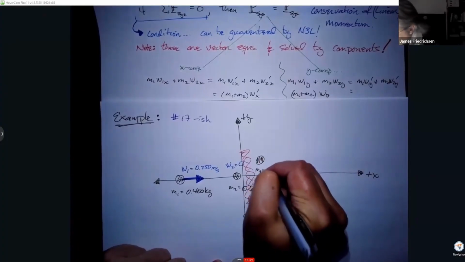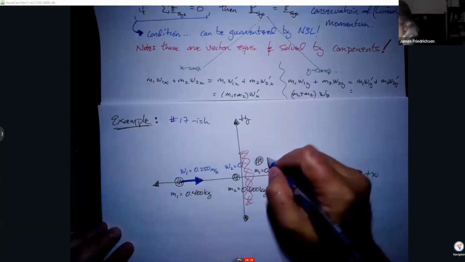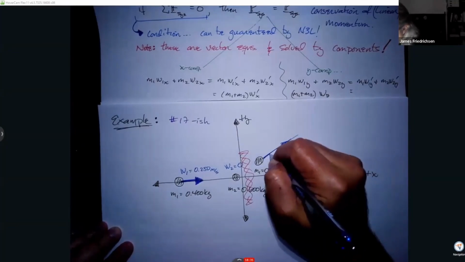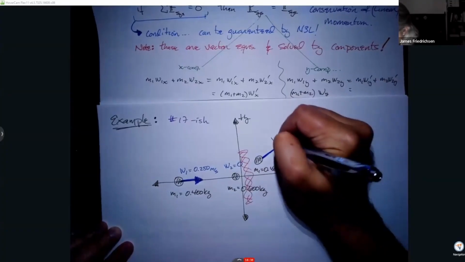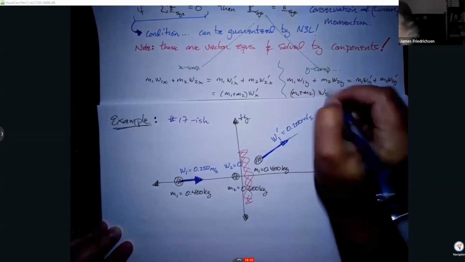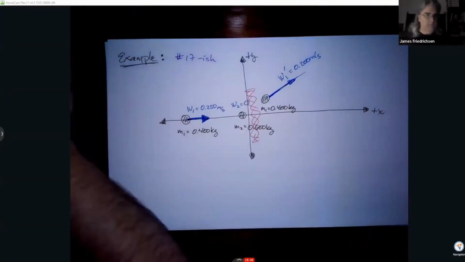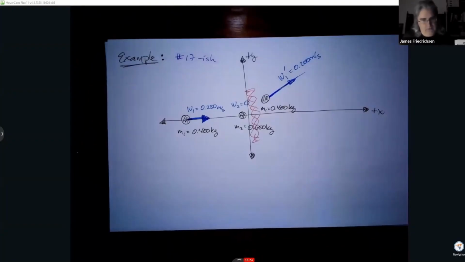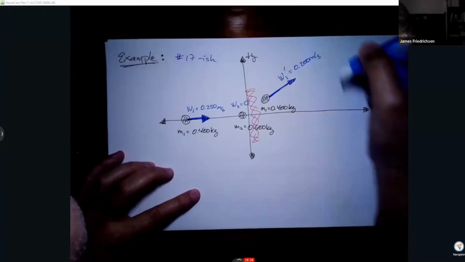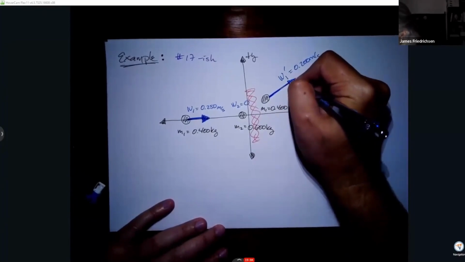So then this is 0.400 kilograms. This is V1 prime, 0.2 meters per second. And this was at an angle of, I think it was 36.9 is what they were telling me, in quadrant 1.